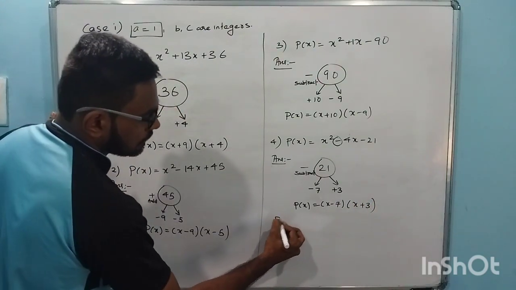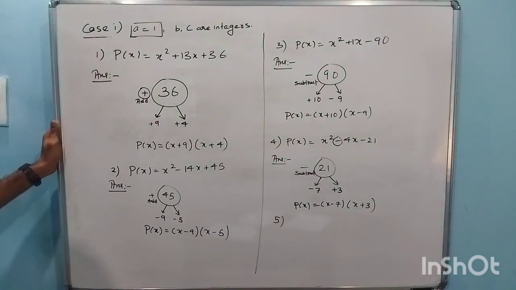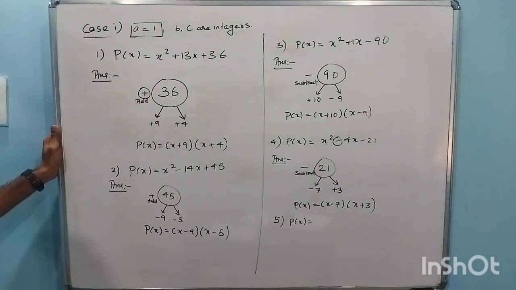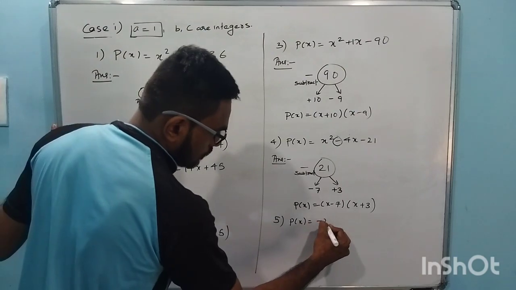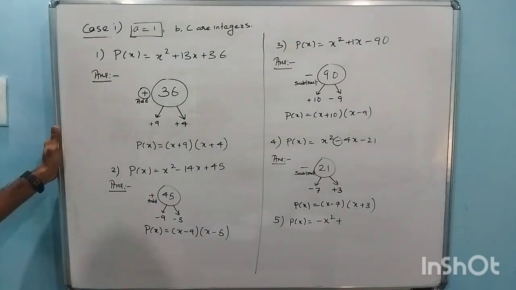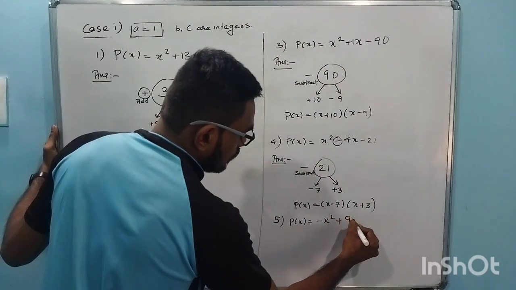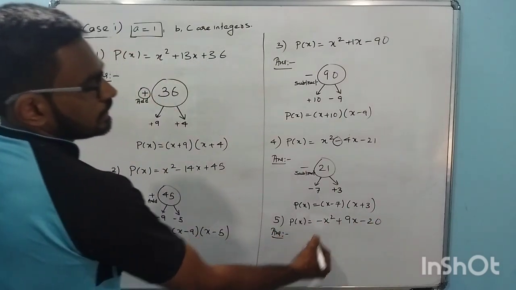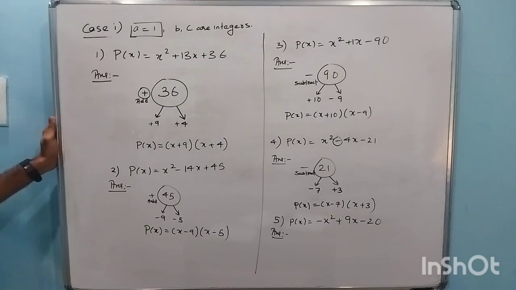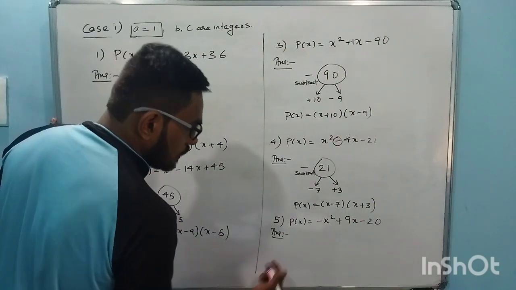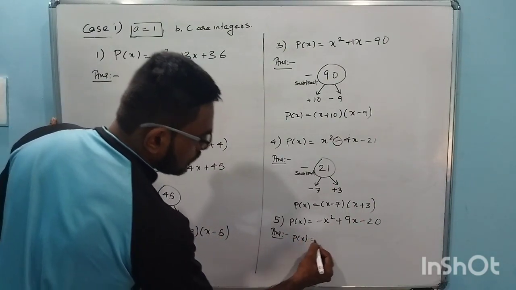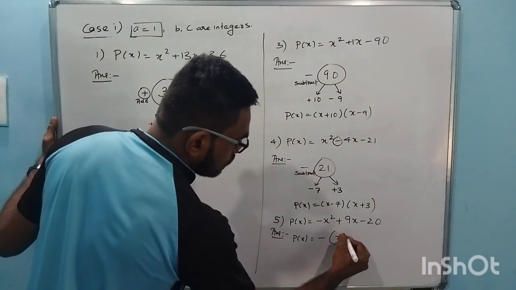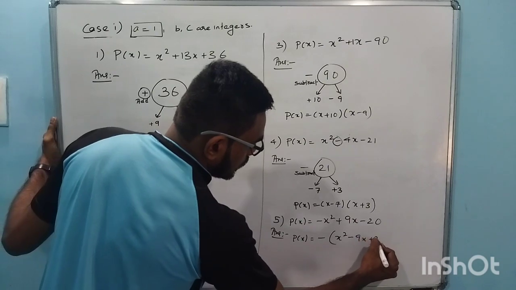Okay, and fifth one, p of x is equal to minus x square plus 9x minus 20. Now there is minus sign here. Okay, so better we just take it out. Okay, p of x is equal to minus. So I'll take minus common. So what I'll get? x square minus 9x plus 20.